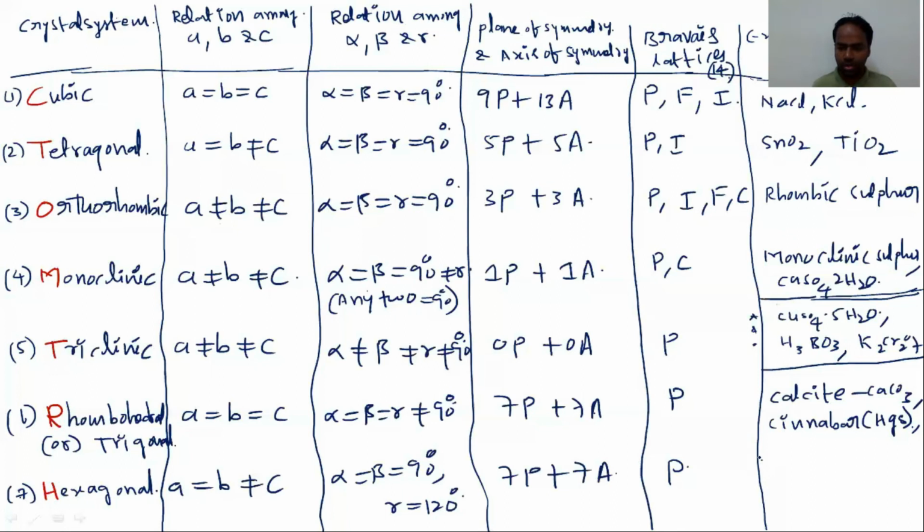The last one is hexagonal. For hexagonal, the best examples are graphite, next zinc oxide, and ice at 0 degrees centigrade. So all these exist as hexagonal. Graphite has a honeycomb-like structure, which is one type of hexagonal structure. So these are examples, and they can ask questions from examples also.